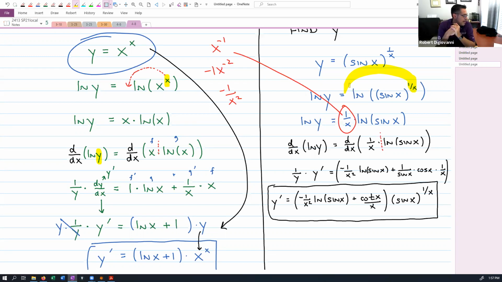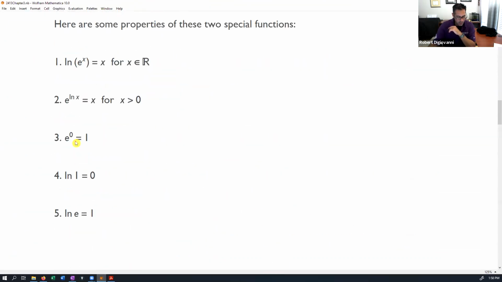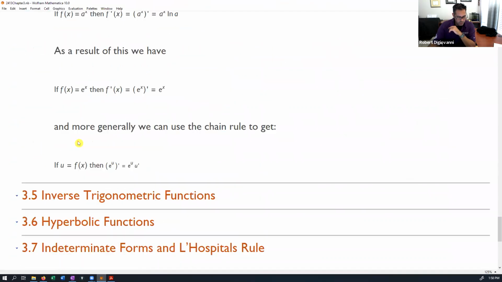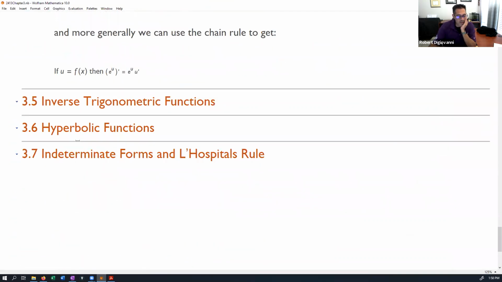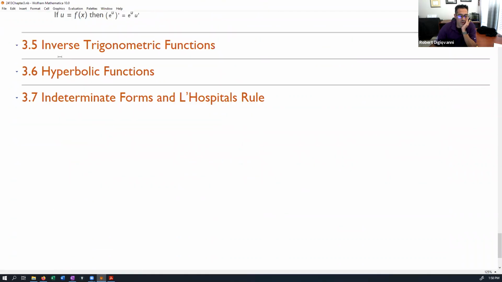All right, so that completes 3.3. You should be able to do the rest of the homework for that section. Make sure you do. And we're going to move on. All right, so the next section in the book is 3.5, inverse trigonometric functions, which we are not going to do. That's something I told you you would start Cal 2 with.